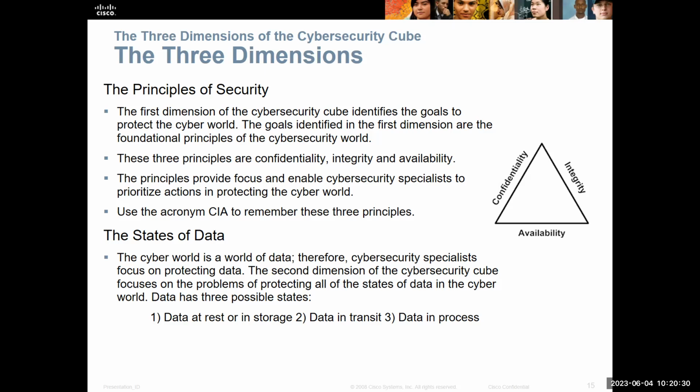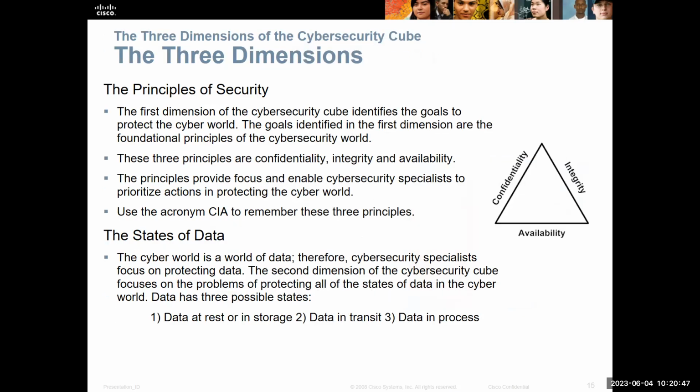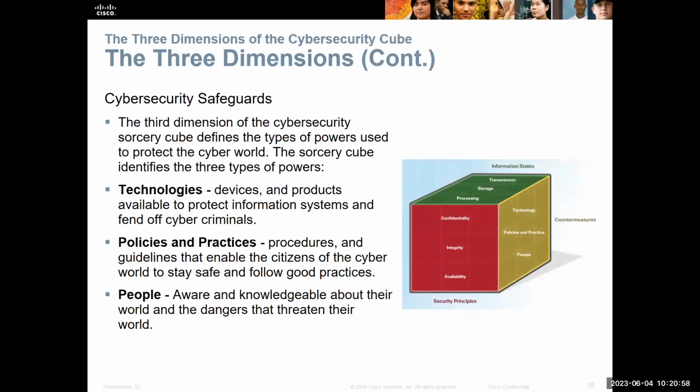Data in transit: when data is in transit, we classify that as data in transit. Data in process is when that data is being processed. So I hope we'll be able to remember this. These are three different states of data: data at rest or in storage, data in transit, or data in process. Now, there are already standardized and mechanized ways of safeguarding our data.